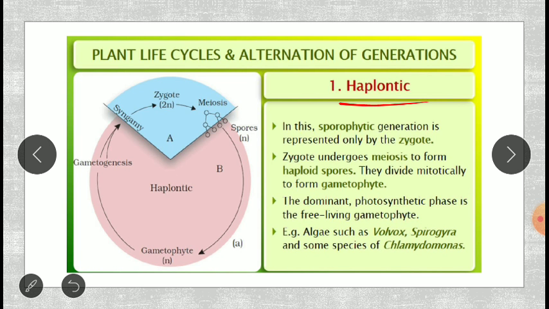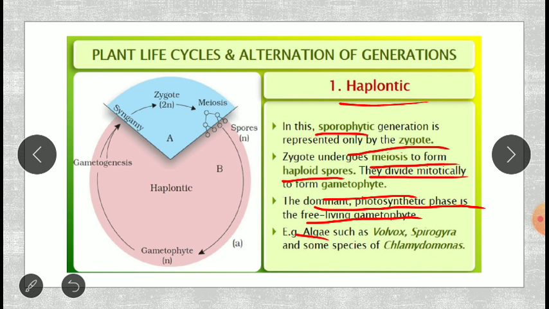Haplontic life cycle we have seen in the case of the algae, higher algae if you remember. So in the higher algae we have seen that the sporophytic generation is going to be represented only by the zygote. Zygote undergoes meiosis to form haploid spores. They divide mitotically to form gametophyte. So the dominant photosynthetic phase is the free living gametophyte.